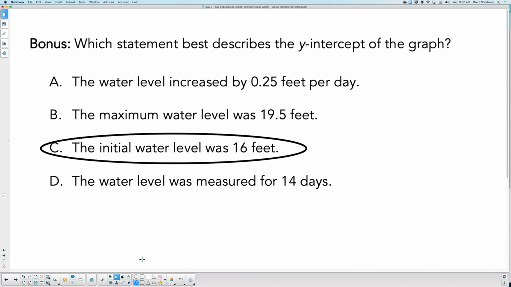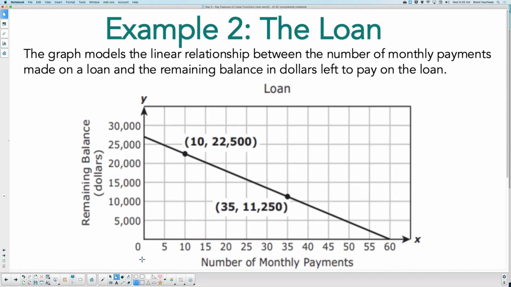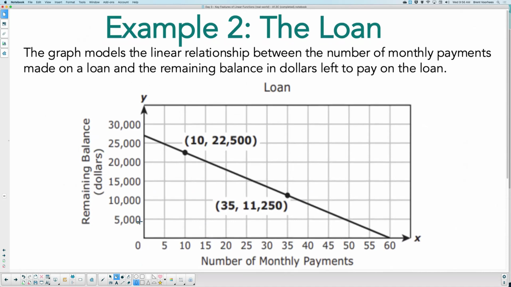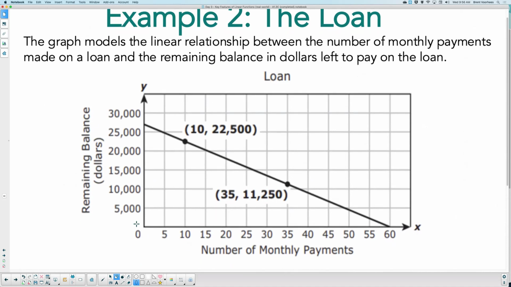Okay, so with that, let's move on now to example 2. It says here, the graph models. Am I moving too fast for anybody, or are we good? Good. The graph models the linear relationship between the number of monthly payments made on a loan and the remaining balance in dollars left to pay on the loan.